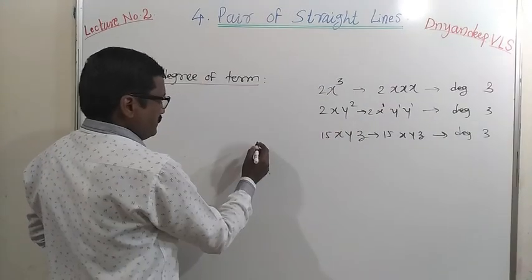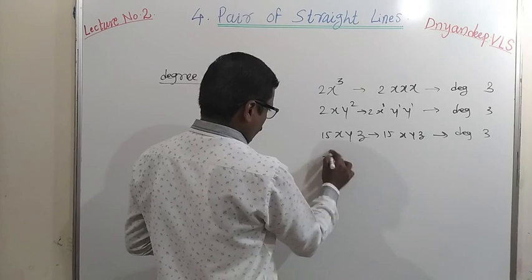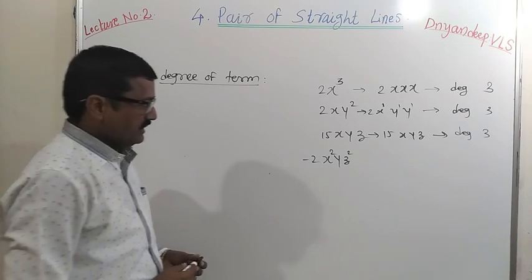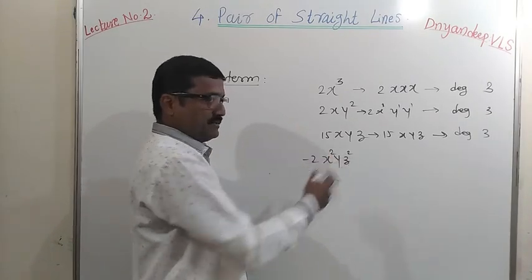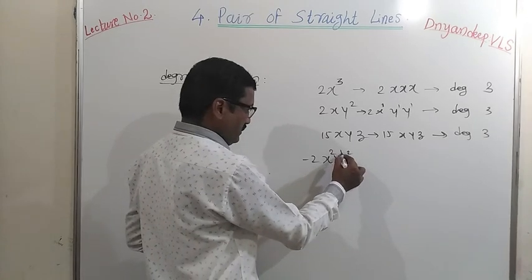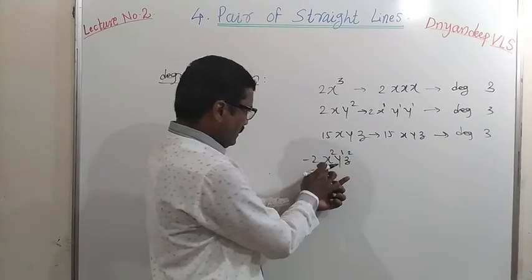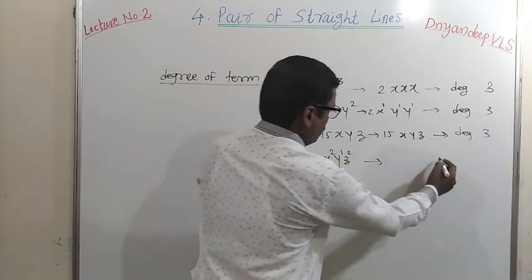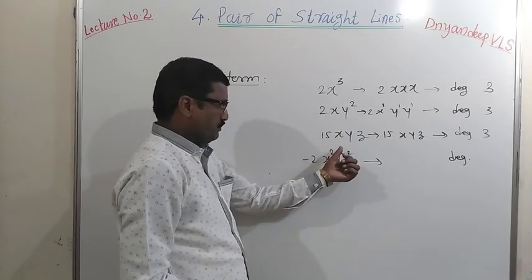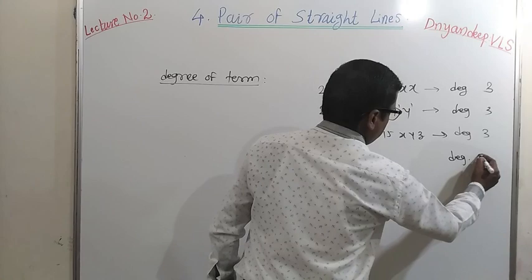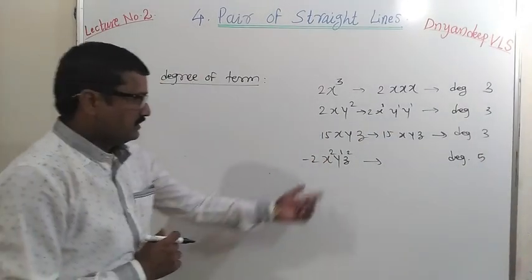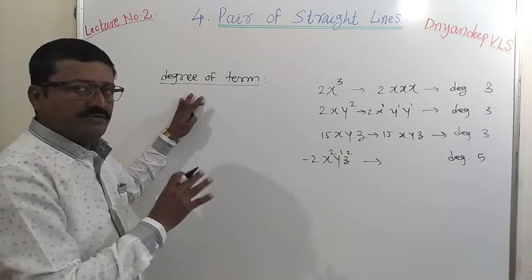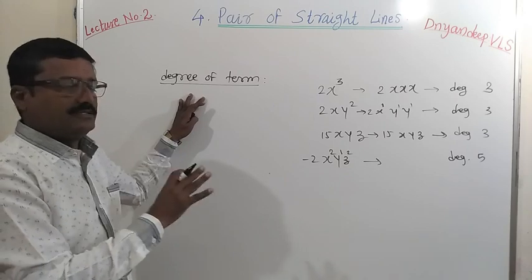If you take x square y z square, suppose minus 2 times this term is given. In this case, take the sum of the powers or indices of all variables present in that term. In this term, there are 3 variables: x occurs twice, y occurs once, z occurs twice. So the total sum gives the degree: 2 plus 1, 3 plus 2, that is 5. So this is the degree of the term. What is meant by the degree of a term? It is nothing but the sum of the powers of variables present in that term.